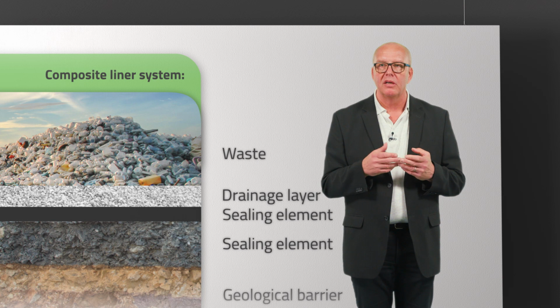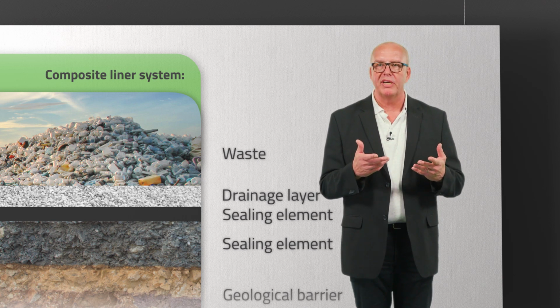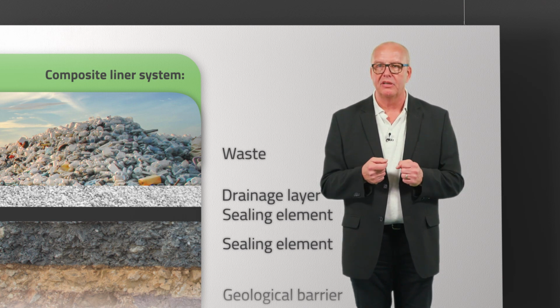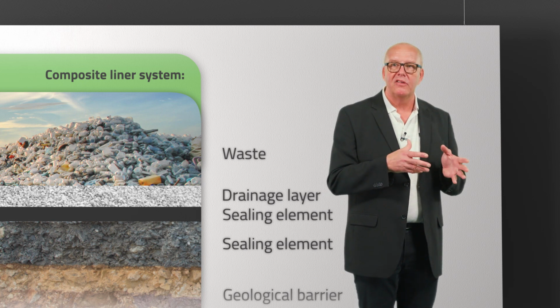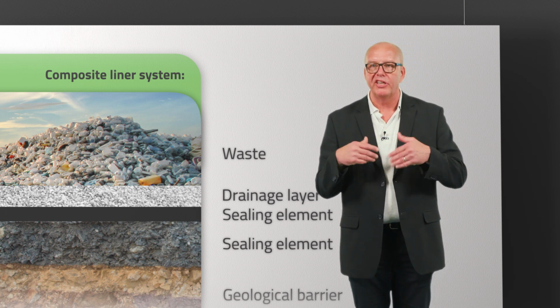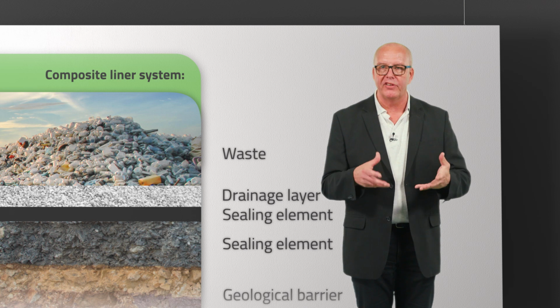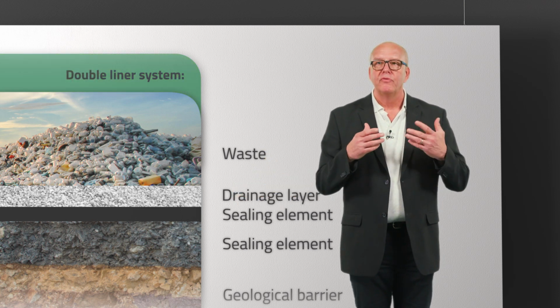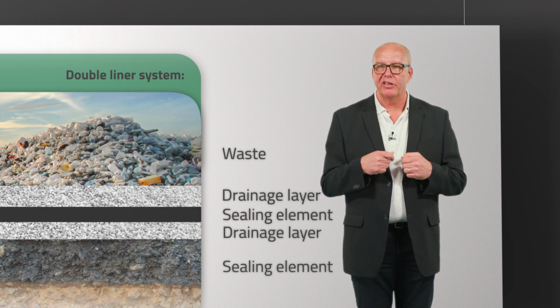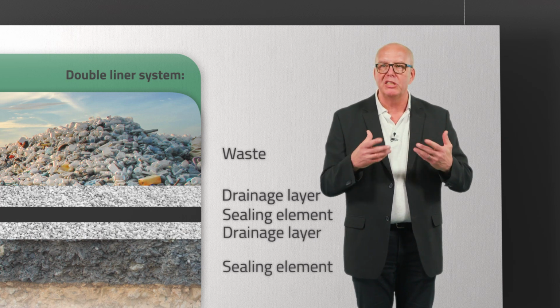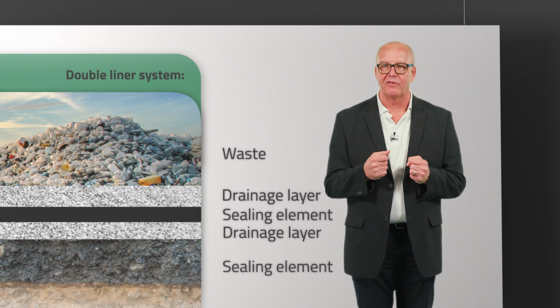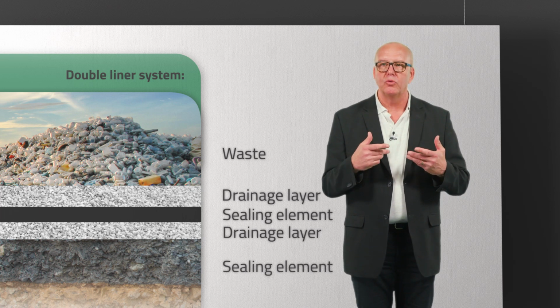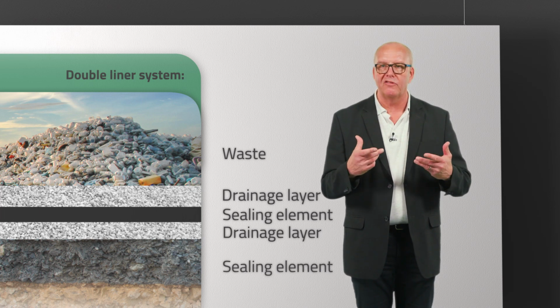For example, a synthetic geomembrane and a compacted clay liner. Combining elements is intended to make use of the advantages of both types of sealing elements. Double liner systems have 2 sets of sealing elements and drains. They can be made of mineral or geosynthetic products. These systems are used in some countries for hazardous waste landfills.